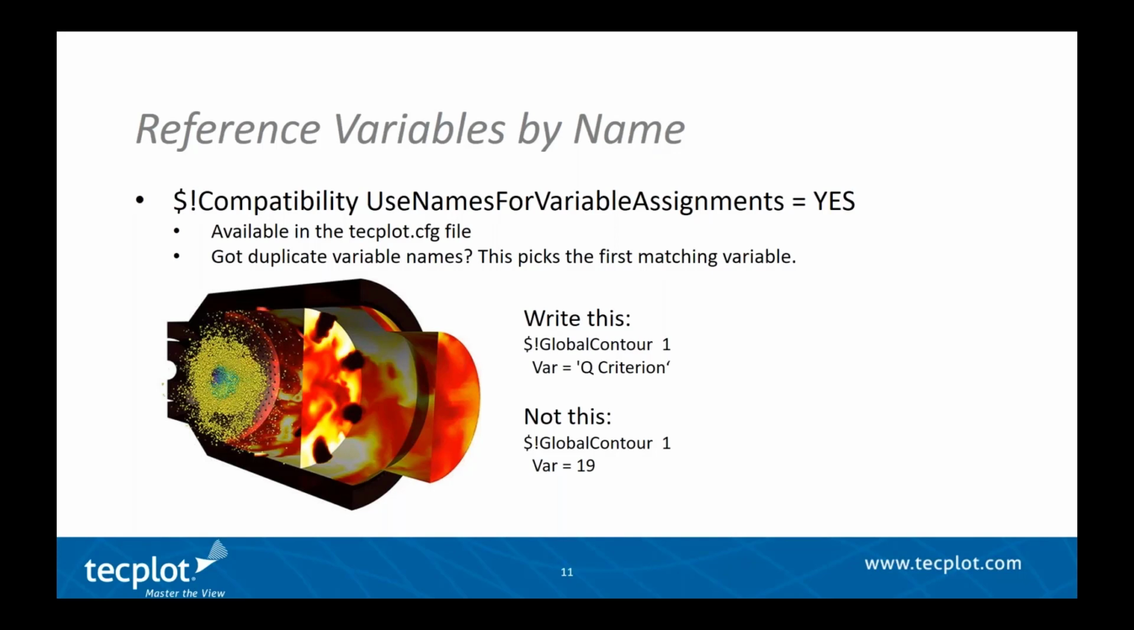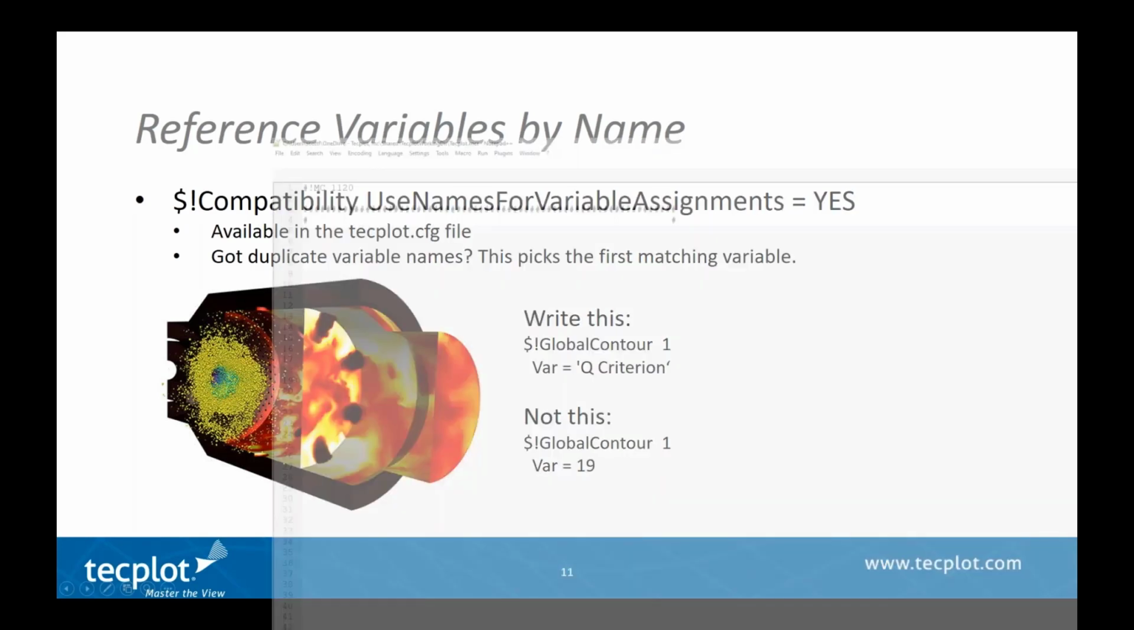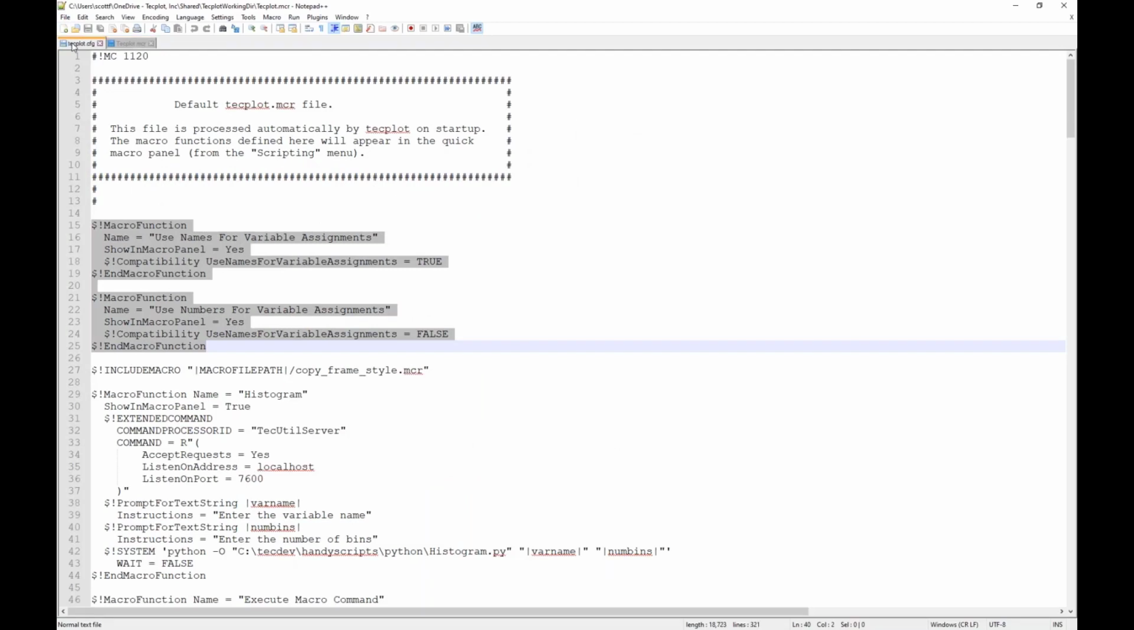Well, if you're trying to reuse a layout or a style sheet, or even a macro, your layout file or your script might not work right if you're using variable numbers. So we've added the ability to use names for variable assignments. This is not on by default, so you have to activate this. This is available in the TechPlot configuration file. And let me just bring up Notepad++, and I'll show you where that is in the configuration file.